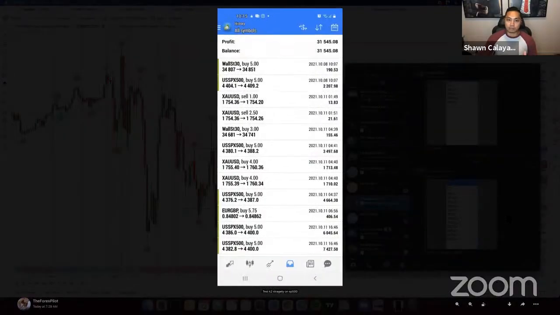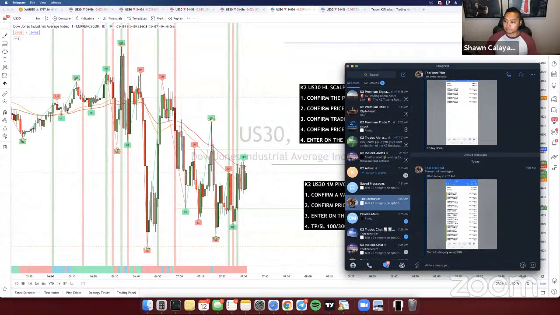Thanks for letting us know, Deswell. Looks like you're applying it on the different things too: US 30, gold, S&P, everything looks pretty solid. So it does look good for the most part.